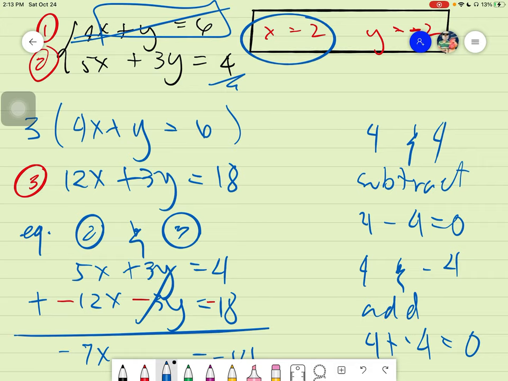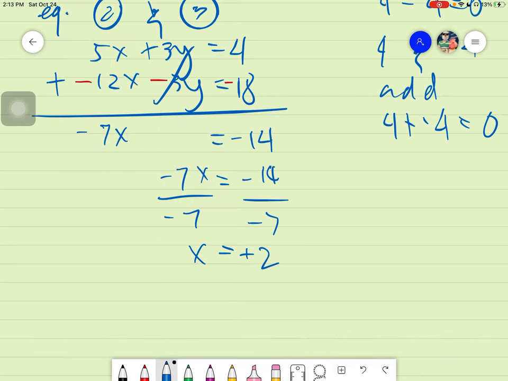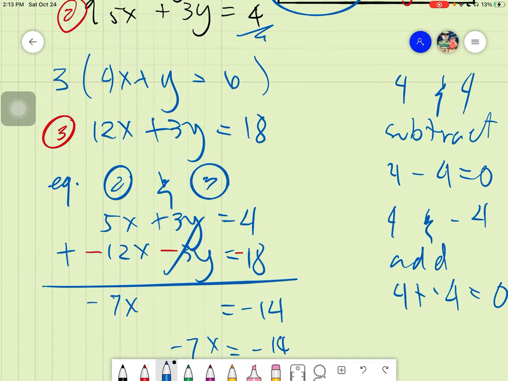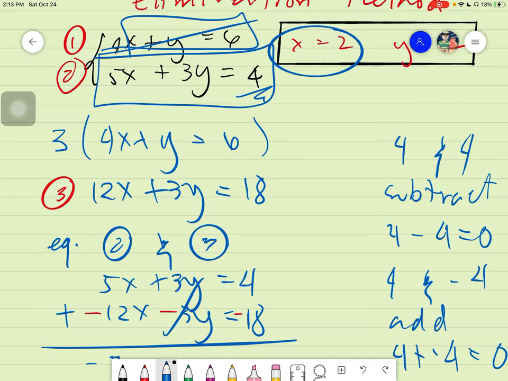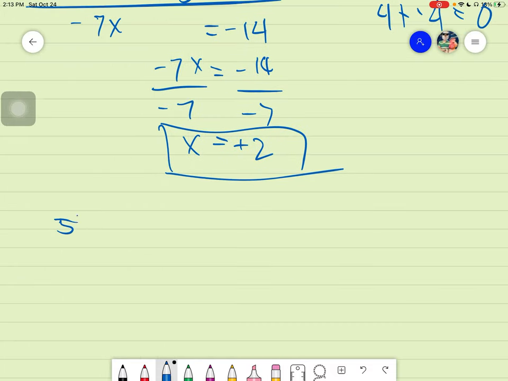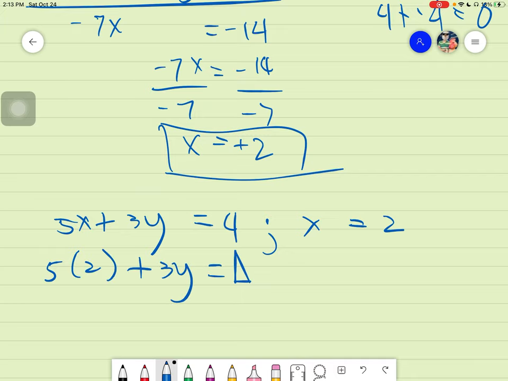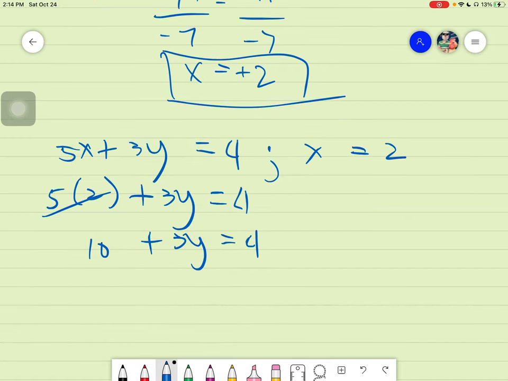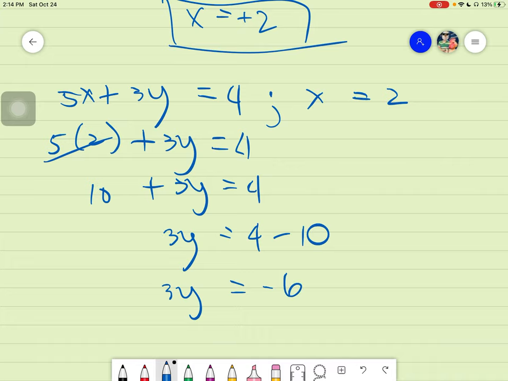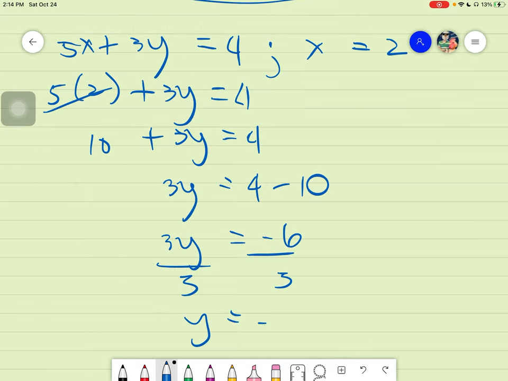Then let's solve for y. And y can be solved how? Again, it will be solved finally by substitution. So you take this x is equal to positive 2, and then you take one equation. Let's take this one: 5x plus 3y is equal to 4. And our x is equal to 2. So 5 times 2 plus 3y equals 4. This becomes 10 plus 3y is equal to 4. Then transpose: 4 minus 10. 3y is equal to negative 6. Divide both sides by 3 and you will have negative 2.